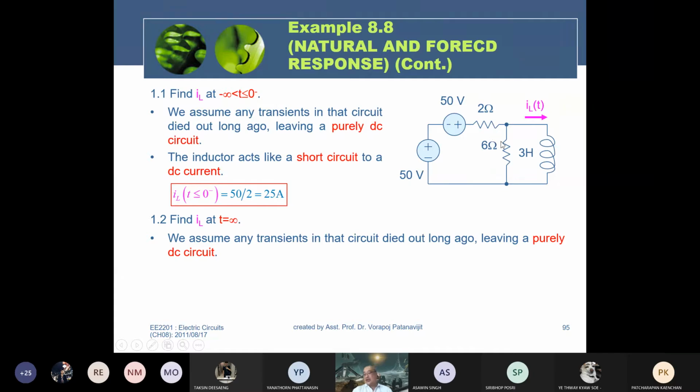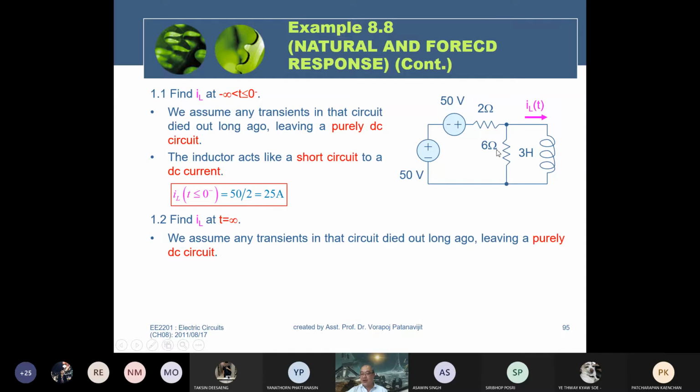In order to determine the equivalent inductor is very easy. The inductor is equal to 3 Henry because it has only a single inductor. But for the resistor, it's different. The resistor is here, right? Therefore, we have 2 resistors.